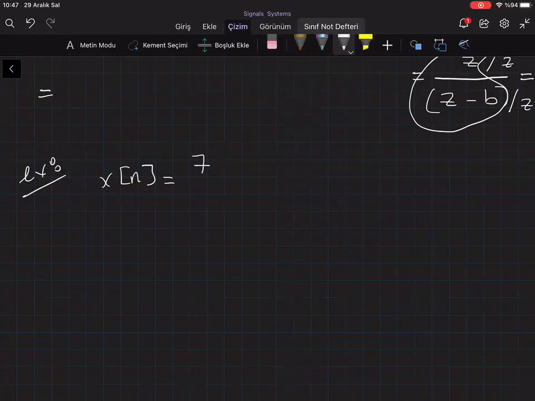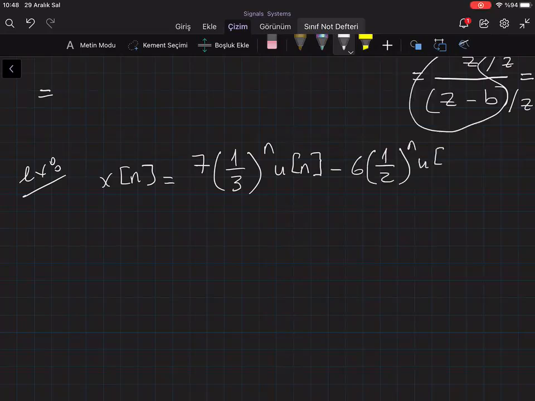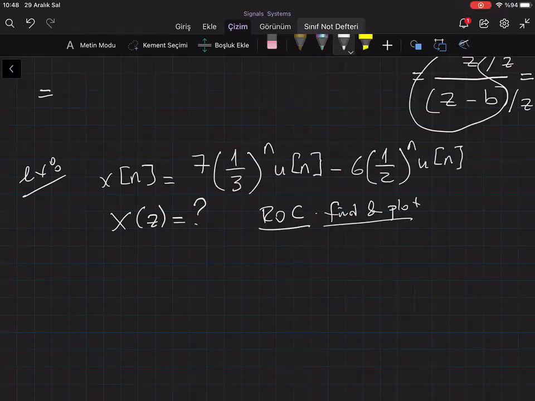Evet, 7 times 1 over 3 to the power n u[n] minus 6 times 1 over 2 to the power n u[n]. What I want you to do is, what is X of z? And I want you to find and plot the ROC. Plot means I've shown you some things, but I want you to first focus on this part.